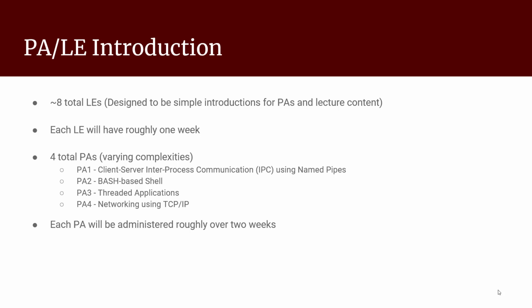We have a total of about 8 learning exercises. This number might change throughout the semester, but for right now, we are planning on 8. Each LE is roughly 1 week duration. We will have 4 total programming assignments with varying complexities each. You can read through the details here, but that's the idea. Some are definitely more time intensive than others, and each PA is given roughly 2 weeks. Again, look at the master schedule for more details for all of these.